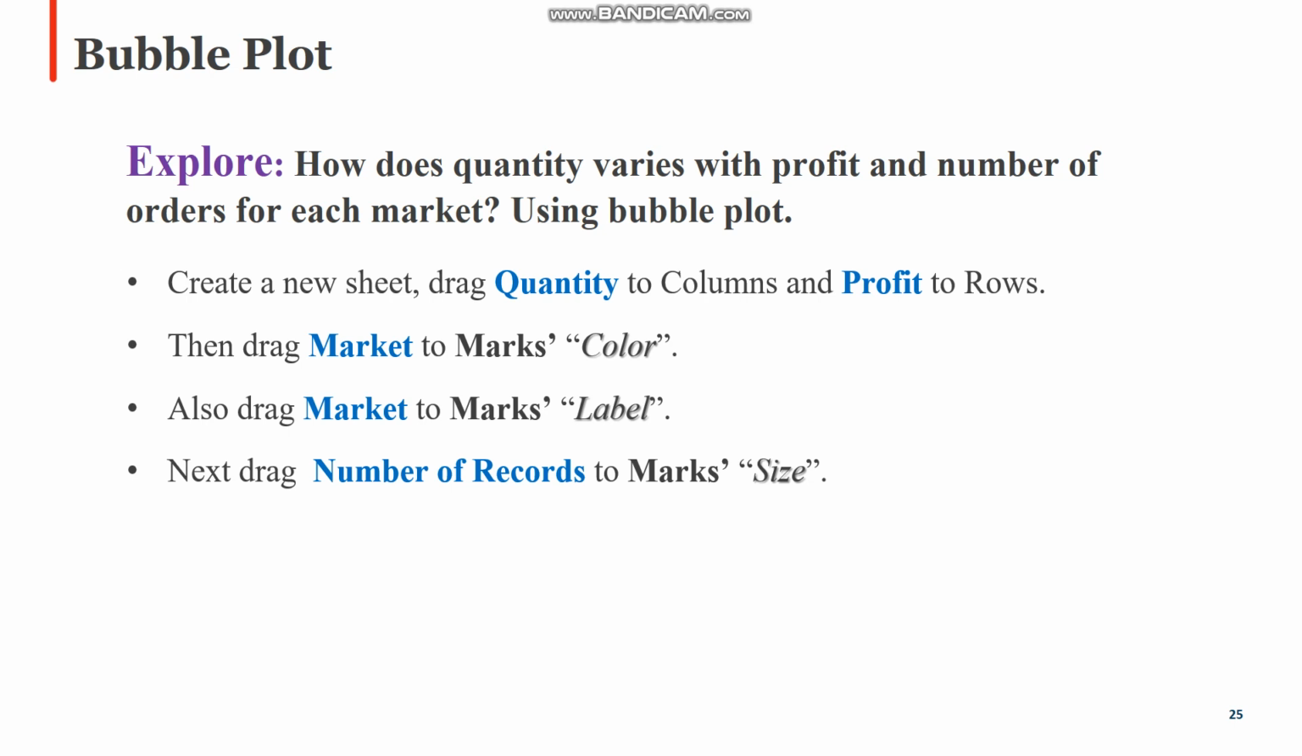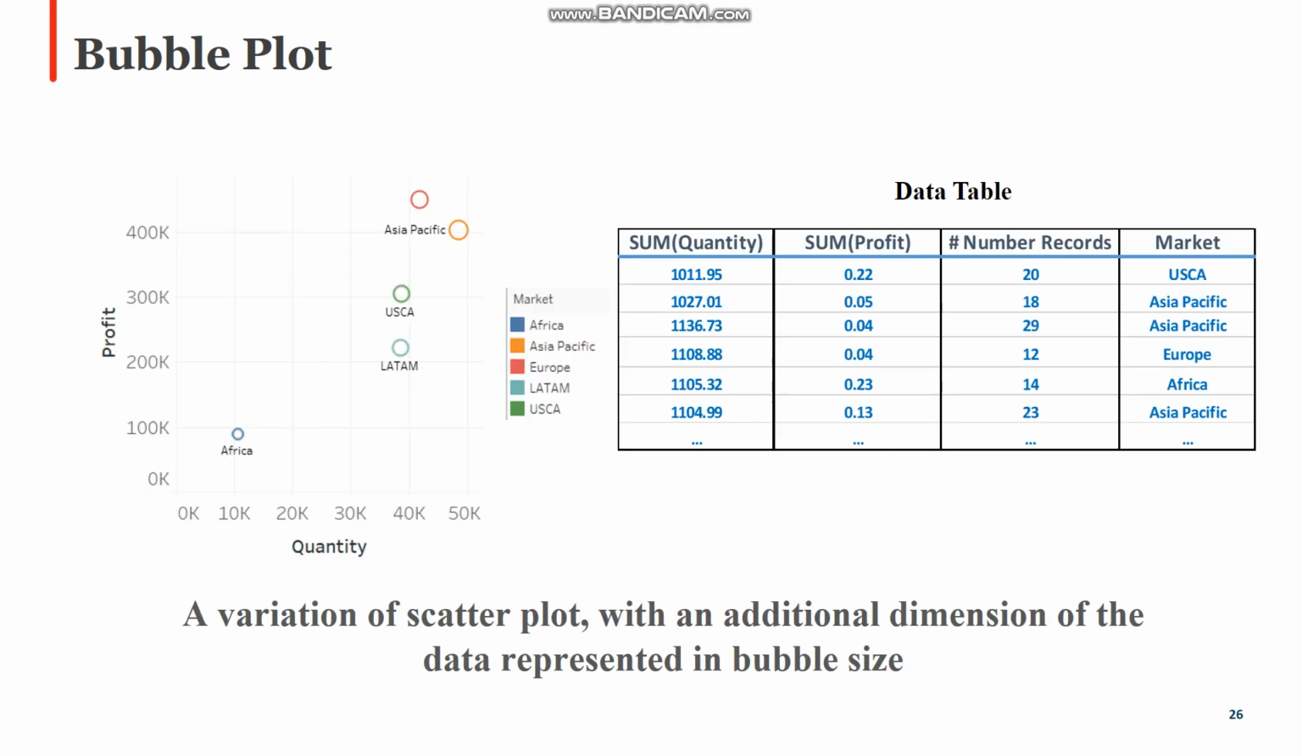Lastly, you need to drag in the number of records to the marks size. So here we are using the size visual cue to represent the number of records. Well, the underlying data table would be something like this. We have 4 data variables displayed here. The mapping visual cue are like this.